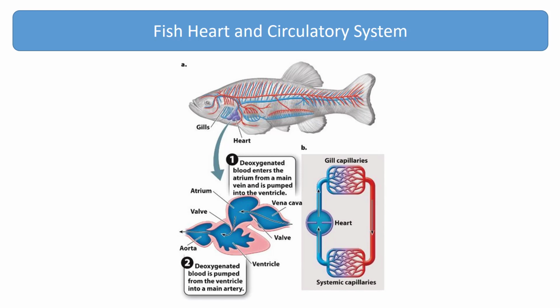Fish hearts have two chambers, an atrium and a ventricle. Deoxygenated blood returning from the fish's tissues enters the atrium, which fills and then contracts to move the blood into a thicker-walled ventricle. This single circulation path limits the rate of blood flow to metabolically active body tissues.